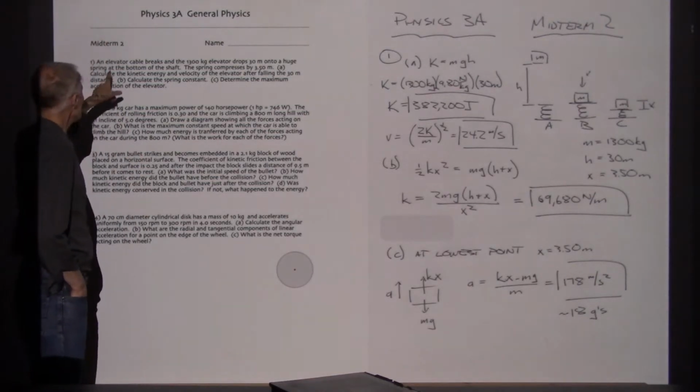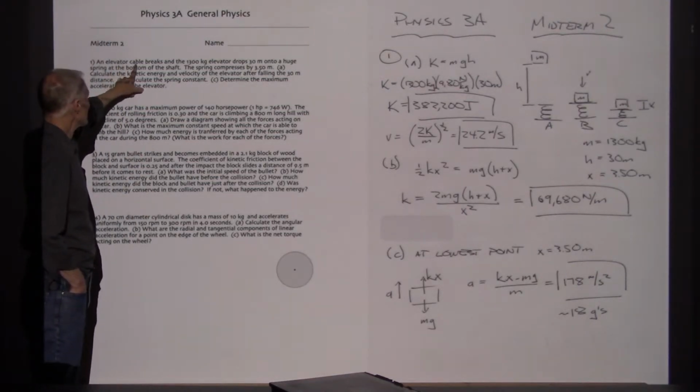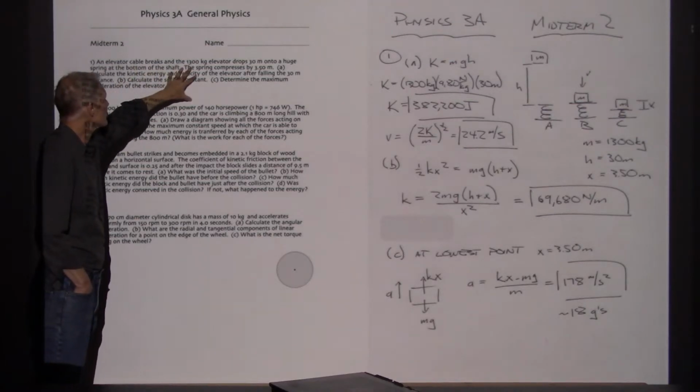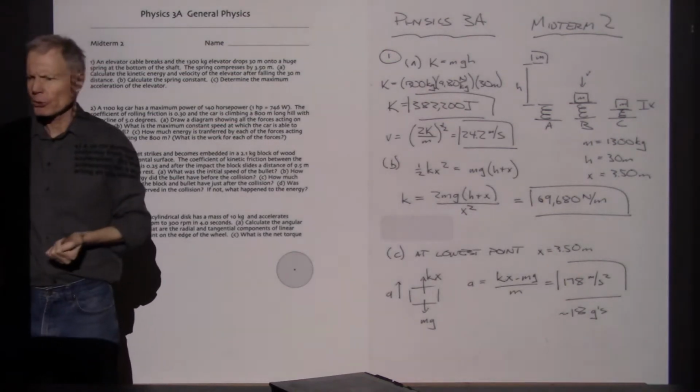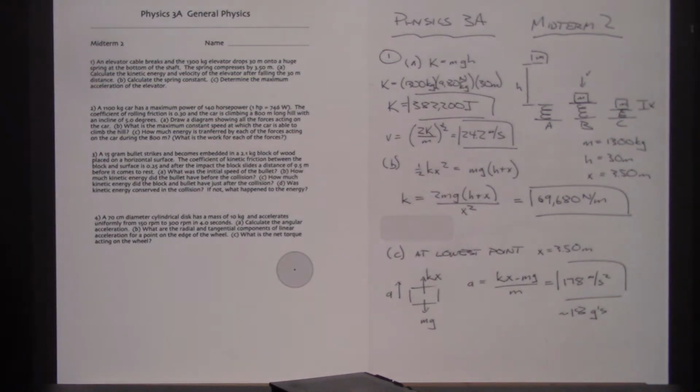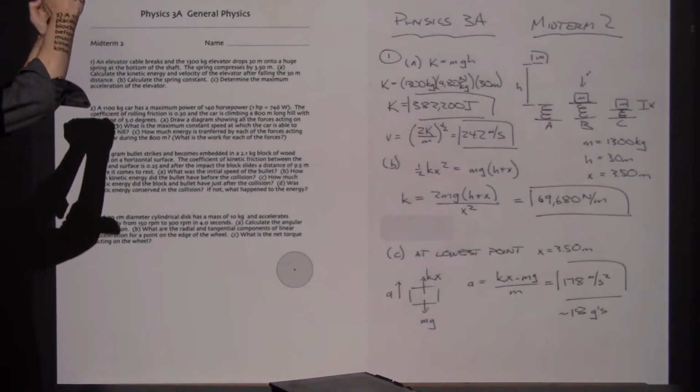So we've got an elevator and the cable breaks. The elevator is 1,300 kilograms, and it drops like 30 meters. So this is like a 10-story building or something, 8 or 10, 8-story building maybe. And it drops.